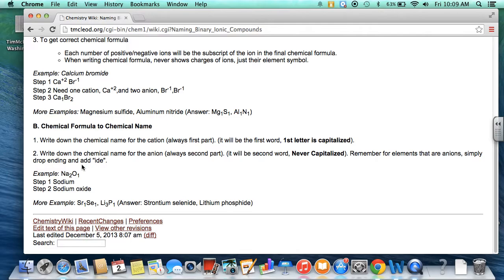I hope this helps. And there are 2 more of these, one with polyatomic ions and one with cations with more than 1 charge. So you will need to see those videos also.